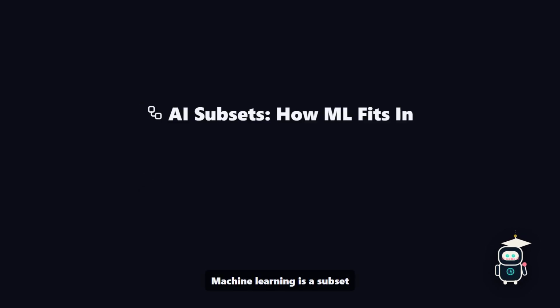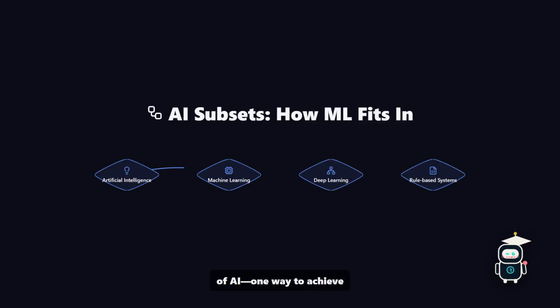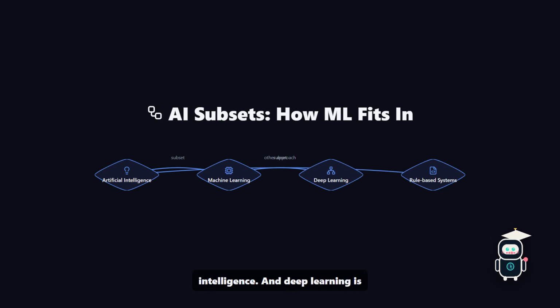Machine learning is a subset of AI, one way to achieve intelligence. And deep learning is a subset of ML that uses layered neural networks. But AI also includes older approaches like rule-based systems. They don't learn from data, but they're still AI.